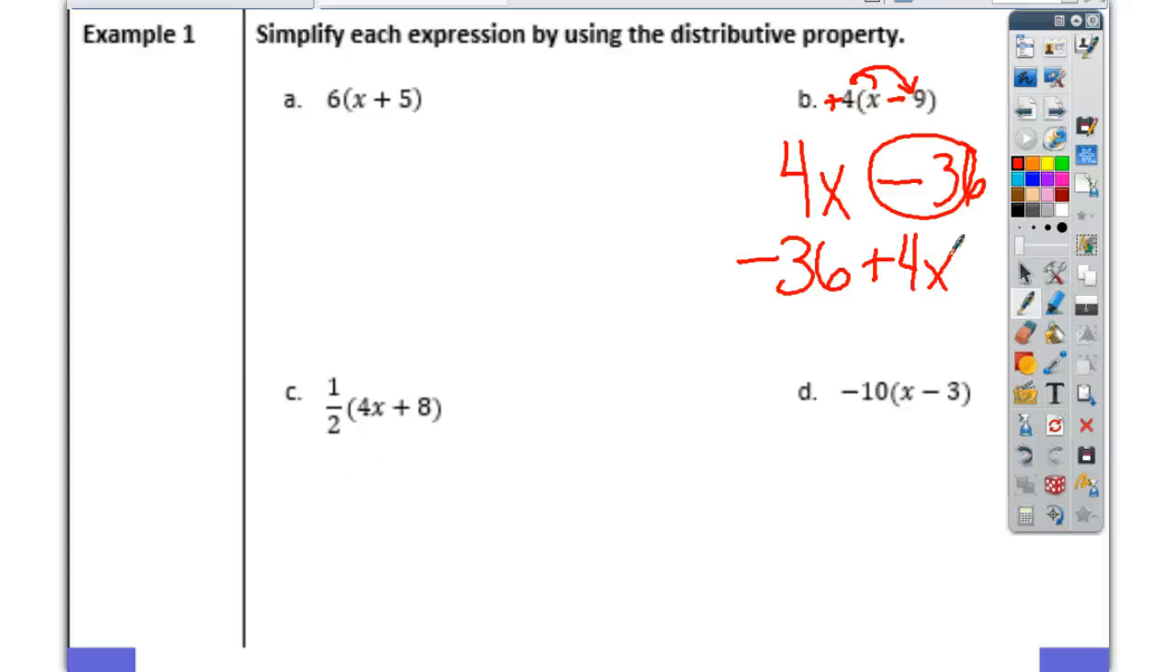All right, C. What's 1/2 of 4x? 2x. What's 1/2 of a positive 8? Done?